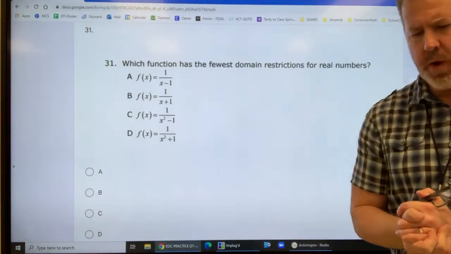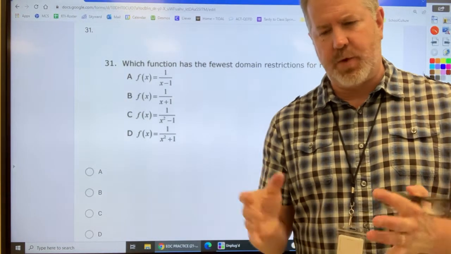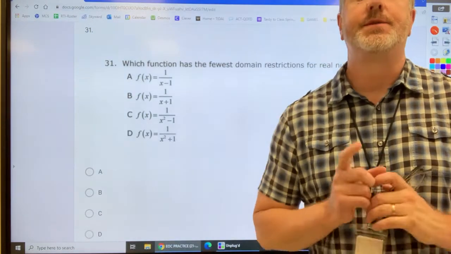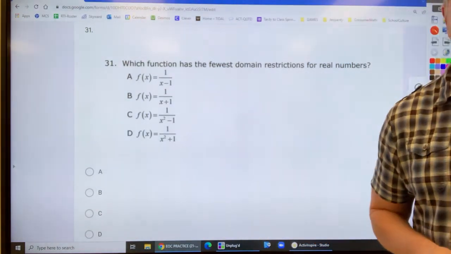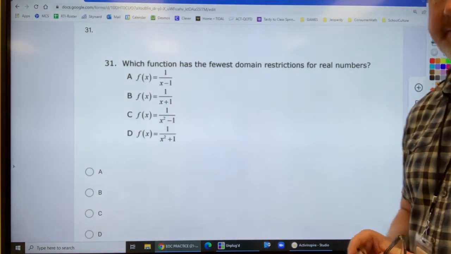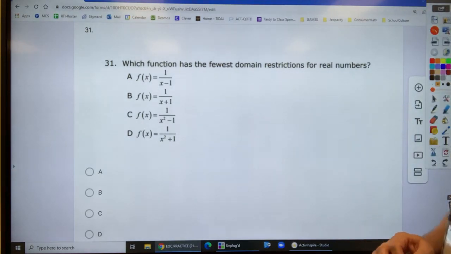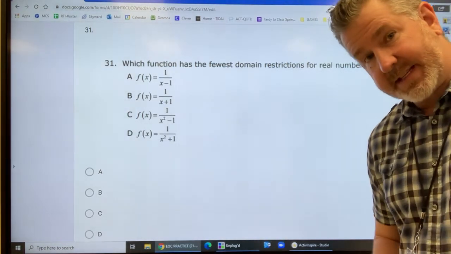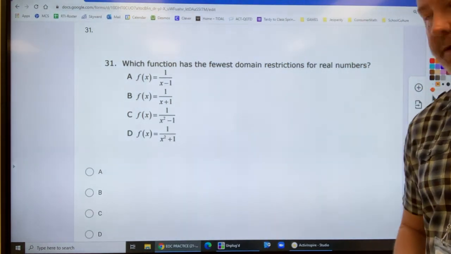Okay, we're in the EOC problems, the set which is 21 through 40. This is the second half of that video, starting with 31. We're gonna do 31 through 40, and these go fairly quickly. These problems are not that bad. A lot of domain and range on these. Domain's x values, range is y values, okay?